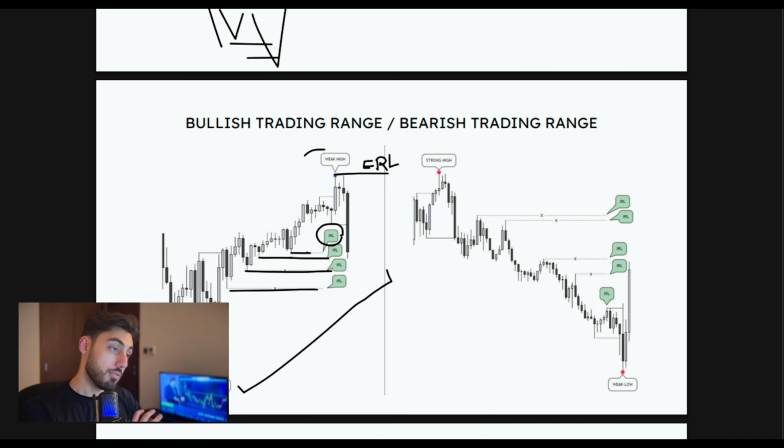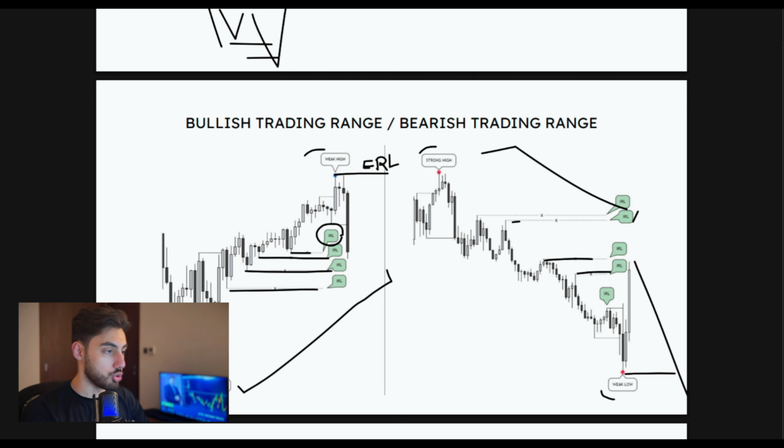In the bearish trading range, we have the strong high and the weak low, and we are expecting price to create a new low here. So the weak low is going to be our external point. Now take a look. Unswept swing highs are going to be our internal liquidity between the strong high and the weak low.